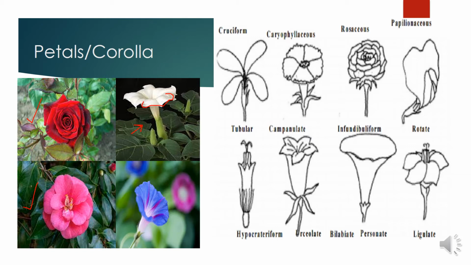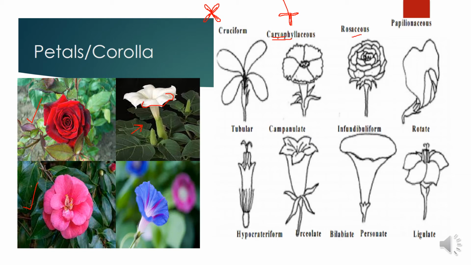Depending upon the arrangement of petals, they can be cruciform, that is, petals arranged in a cross way, one petal here and another just opposite to it. Then there is caryophyllaceous, where the petals are fused at the base and then have a 90-degree turn. Where there is a 90-degree angle between the base and the apex, this is caryophyllaceous.